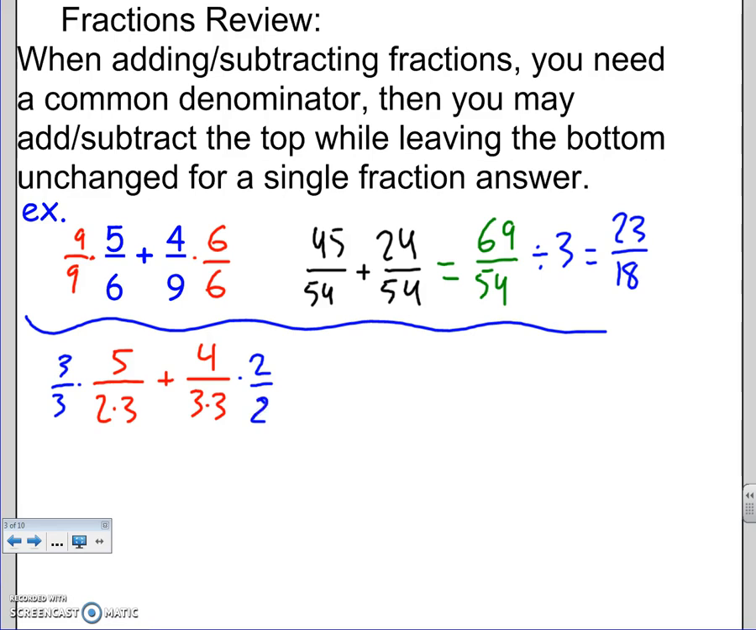So when I do that, the problem now changes to 15 over 2 times 3 times 3, well 3 times 3 is 9, times 2 is 18, plus 4 times 2 is 8, over 3 times 3 is 9, times 2 is 18, same denominator. Add those together, that is 23 over 18. Notice I did not have to do any simplifying here, like the other problem. So when we do this, we're going to break down the denominator of each fraction and make sure each of them has the same number.